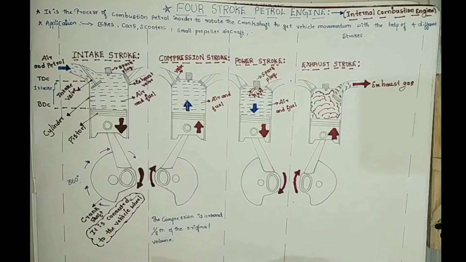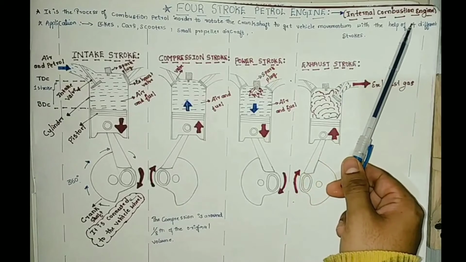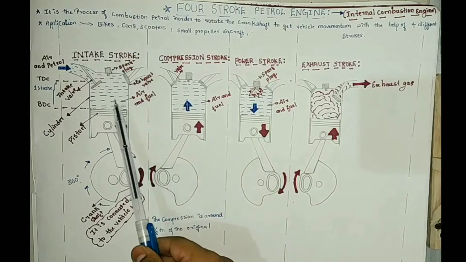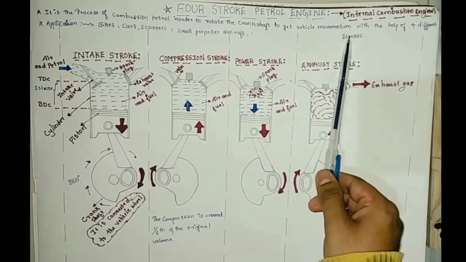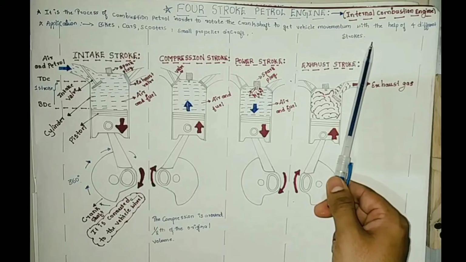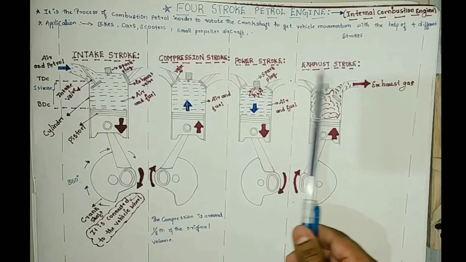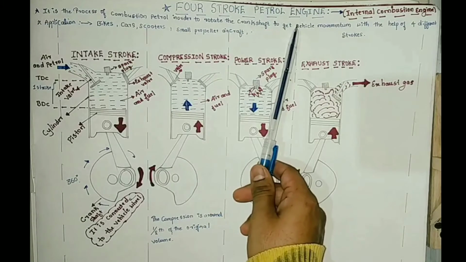So today I'm going to explain about the 4-stroke petrol engine. It's one of the types of internal combustion engine. A 4-stroke petrol engine is nothing but a process of combustion of petrol in order to rotate the crankshaft to get the vehicle momentum with the help of 4 different strokes, that is intake stroke, compression stroke, power stroke, exhaust stroke. Let's discuss the basic construction of the 4-stroke petrol engine.